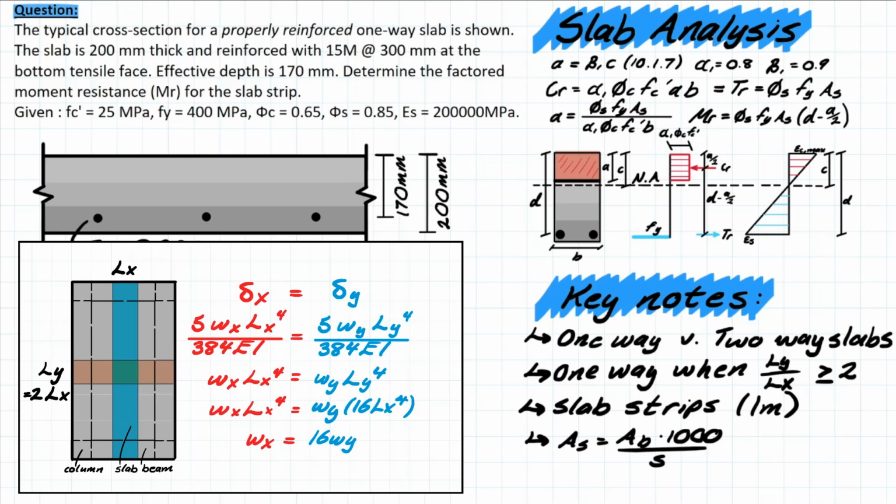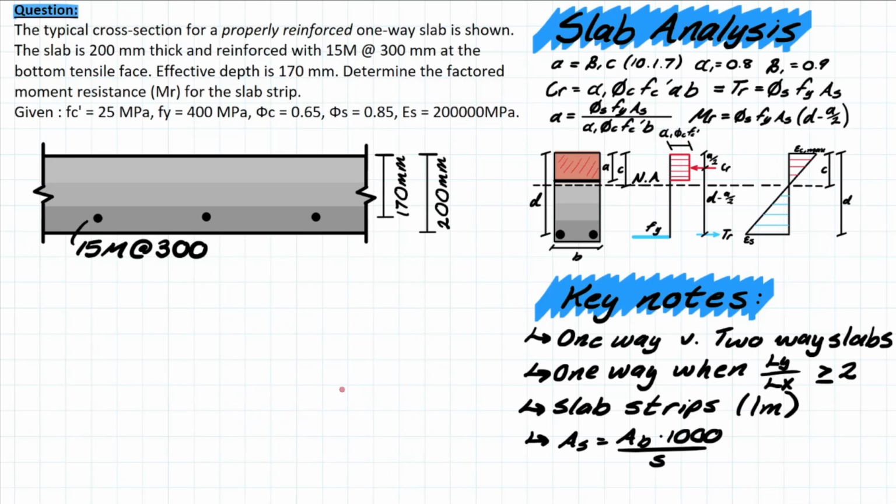This means that the short span is now taking 16 times more load than the long strip, which is the key important point to be taking away here: in the one-way system, that short span is going to be taking the majority of the load on your slab.